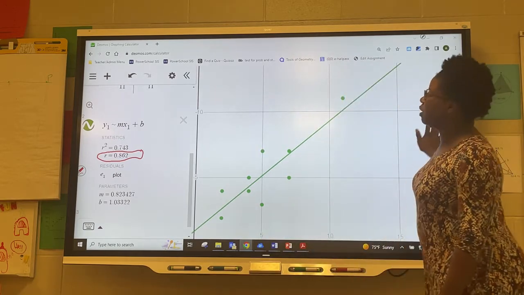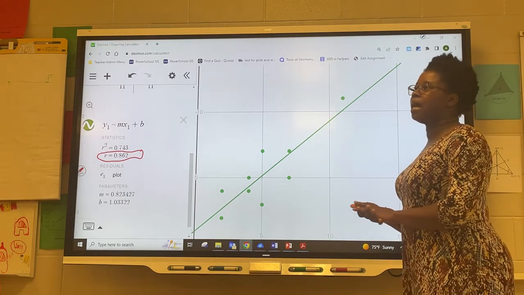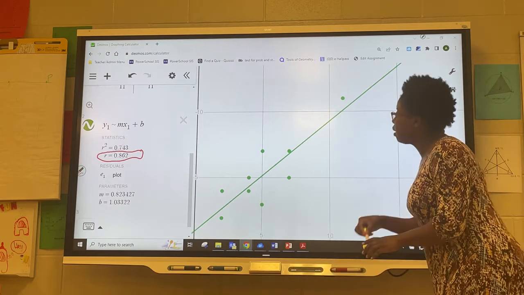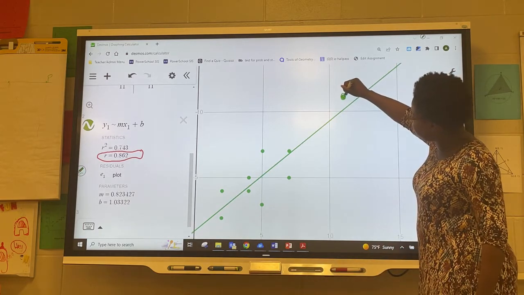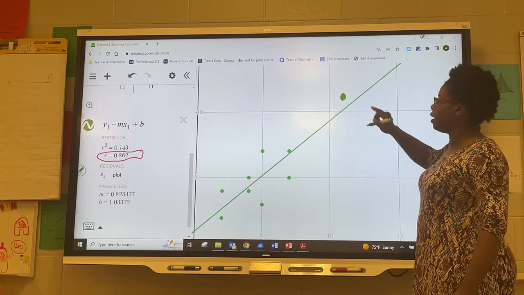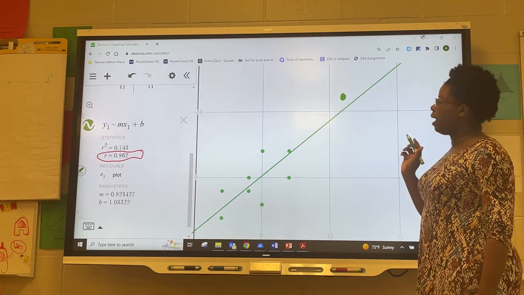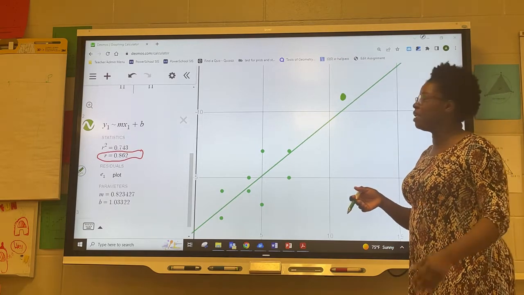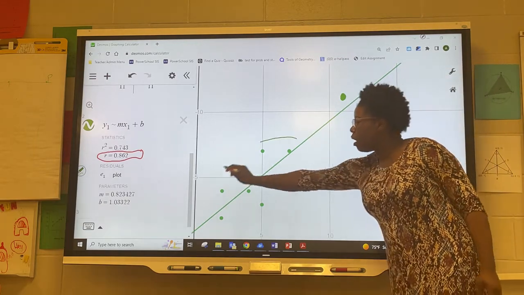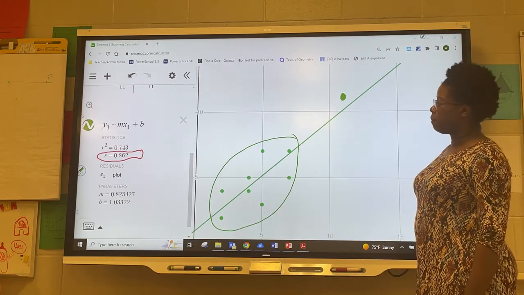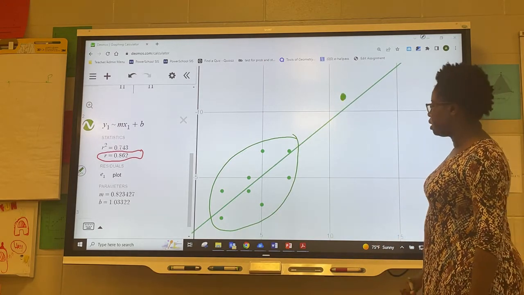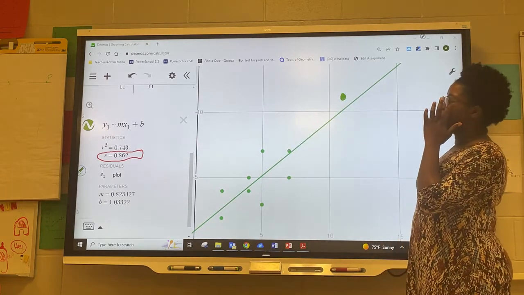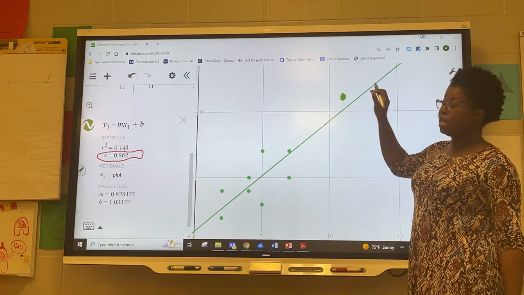So unusual features are normally clusters and outliers. This point up here would be considered an outlier. Why? Because it is far away from the bulk of your data that's down here. Not very far, but pretty much far away. So we consider this point to be an outlier, and since an outlier is present, we need to comment on it.